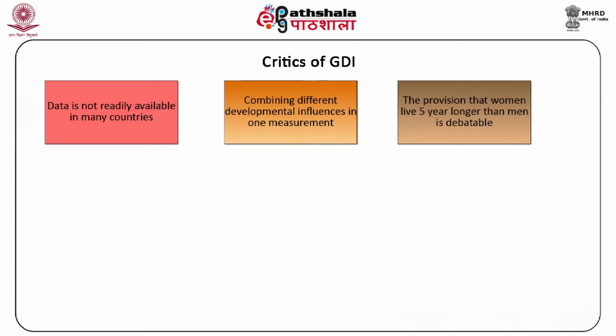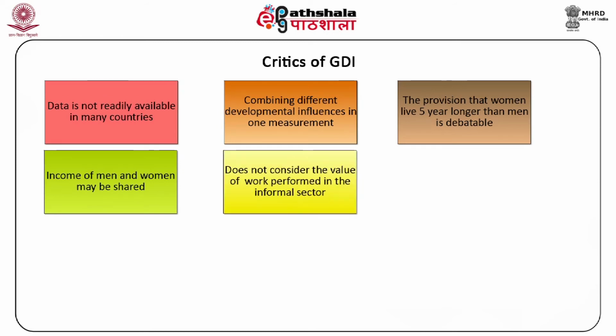The GDI Life Expectancy section is adjusted to assume that women will live normally 5 years longer than men. This provision has been debated. The GDI considers income gaps in terms of actual earned income, but often men may make more money than women, yet their income may be shared. The GDI does not consider the value of care work as well as other work performed in the informal sector like cleaning, cooking, housework, childcare, etc.